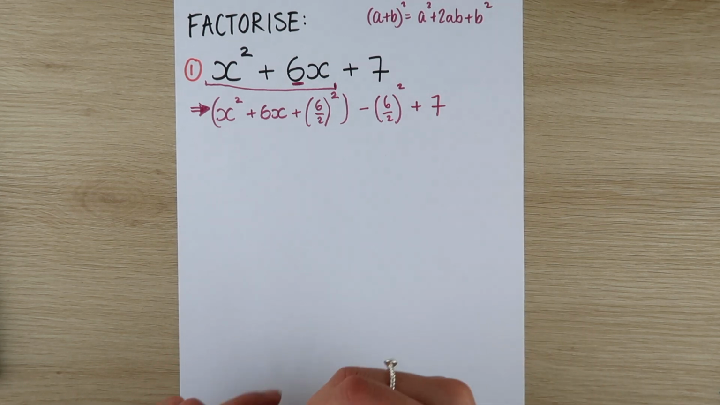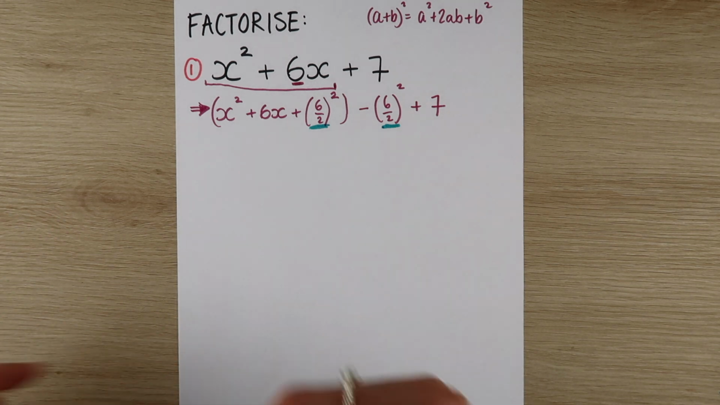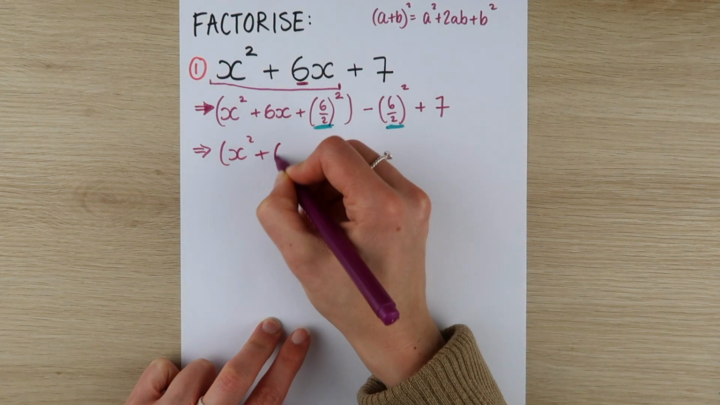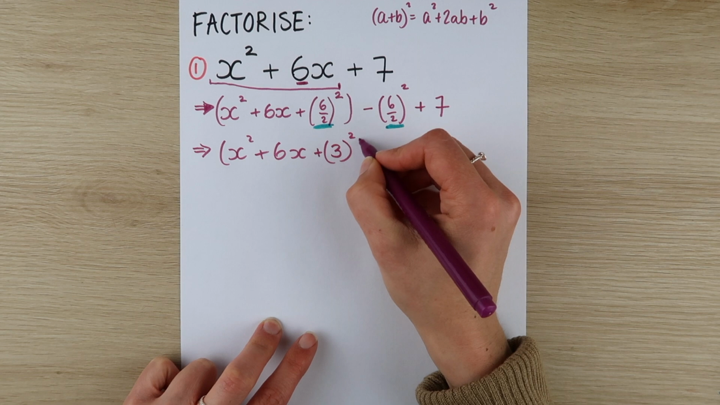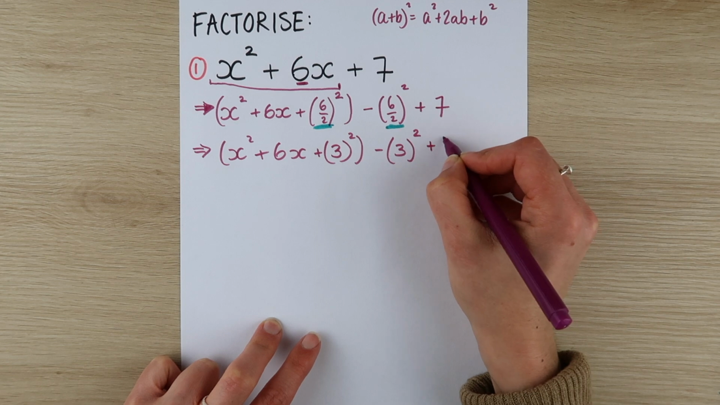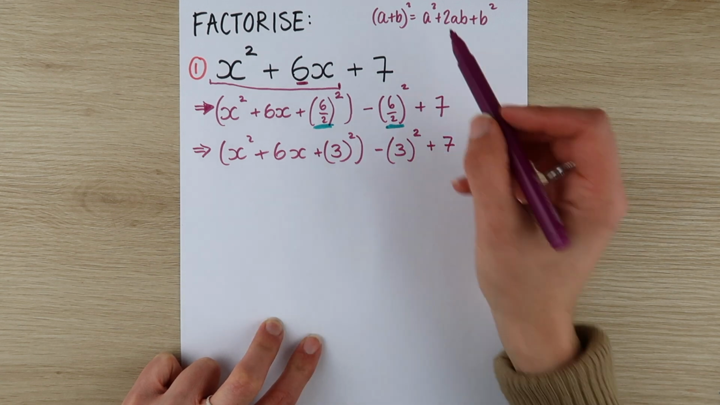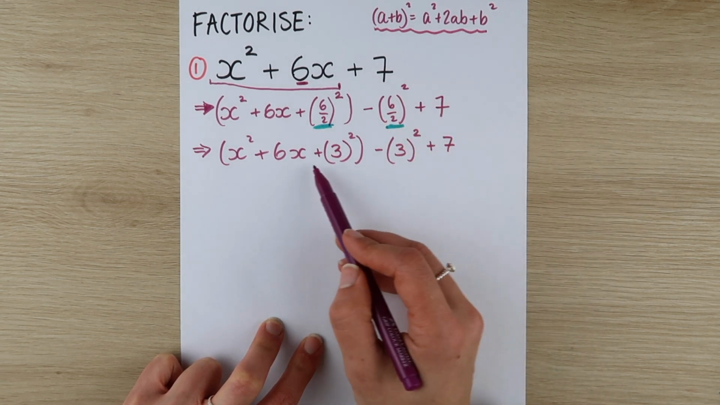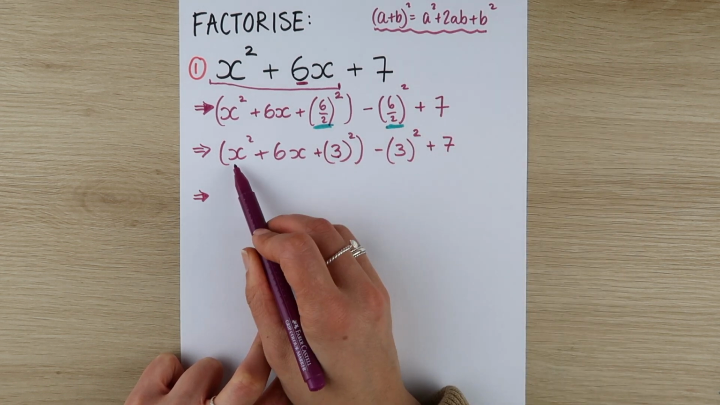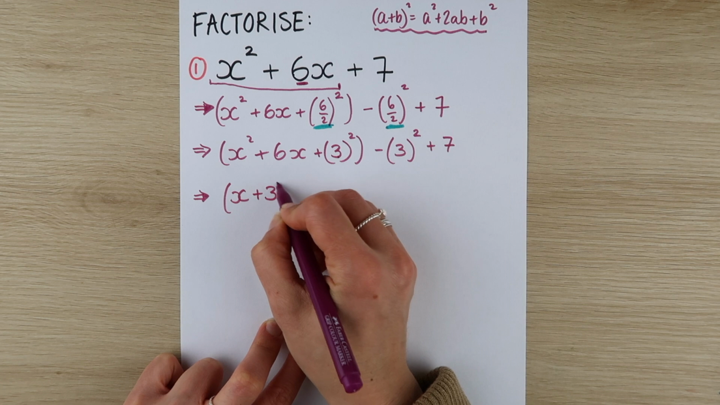At this point, I can simplify what's in my brackets. So 6 divided by 2, sometimes you won't be able to simplify that, but we can. So let's change that up. Because I've set this up like so, and I know that the perfect square exists, I'm going to factorize just that part, using the fact that 3 is b and a is x. I'm going to rewrite this as x plus 3 squared.